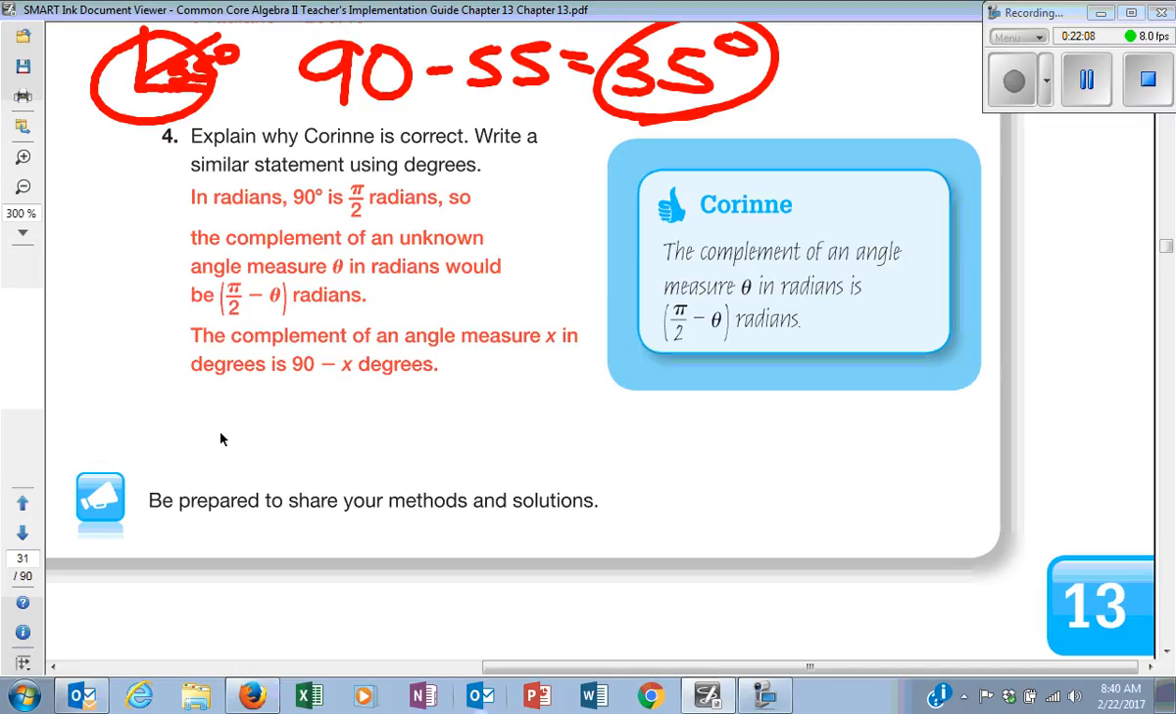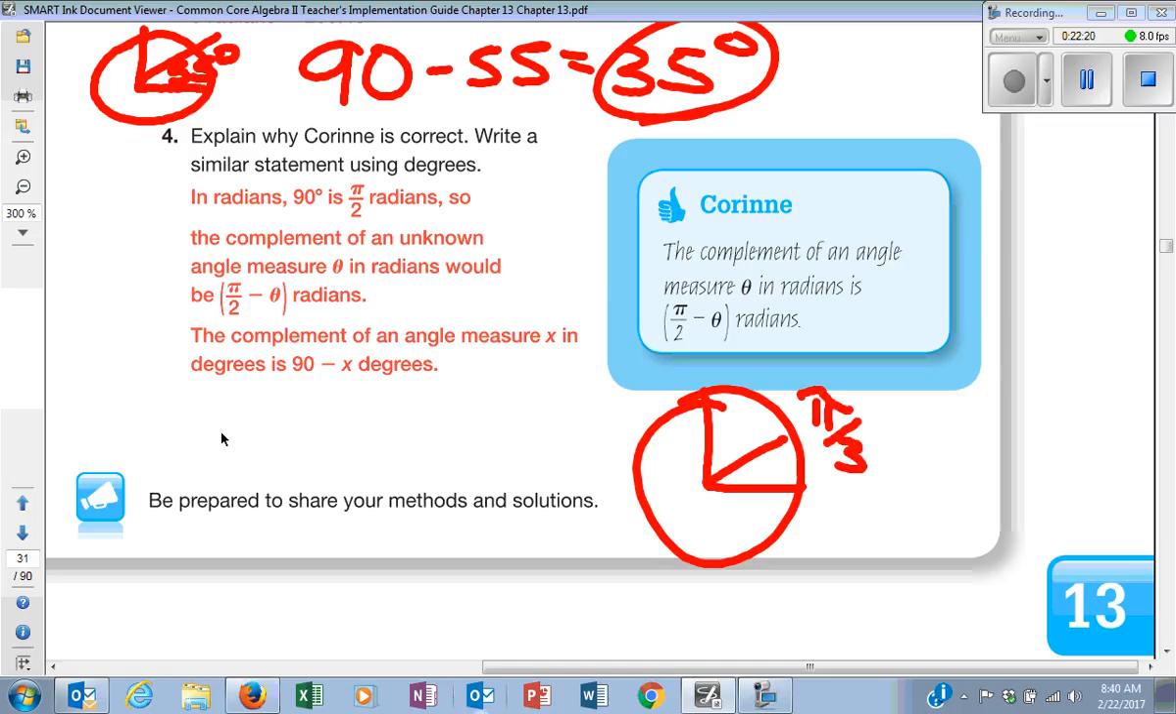But what if I told you this? What if I said, hey, I've got an angle, and it's pi over 3. What angle complements that? Now what measure am I in? No, you don't change to degrees. I'm in radians. What does 90 degrees really equal, from your unit circle? It's really pi over 2 radians, correct?